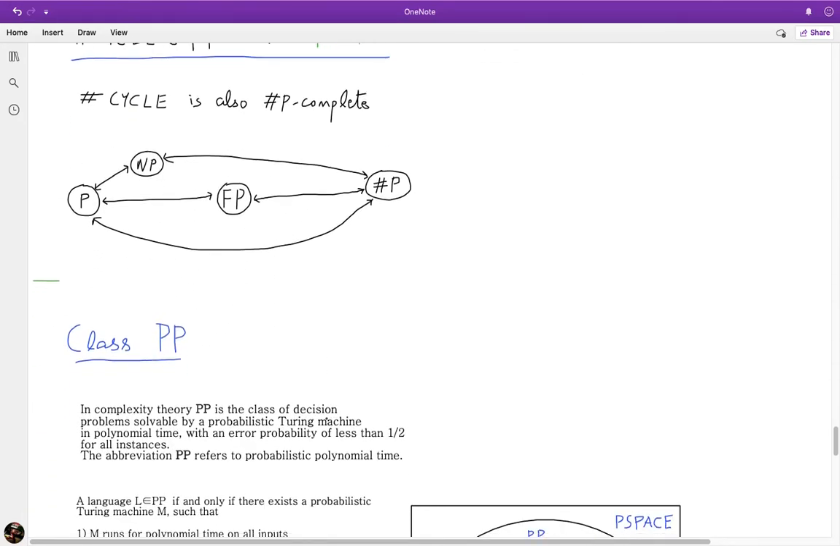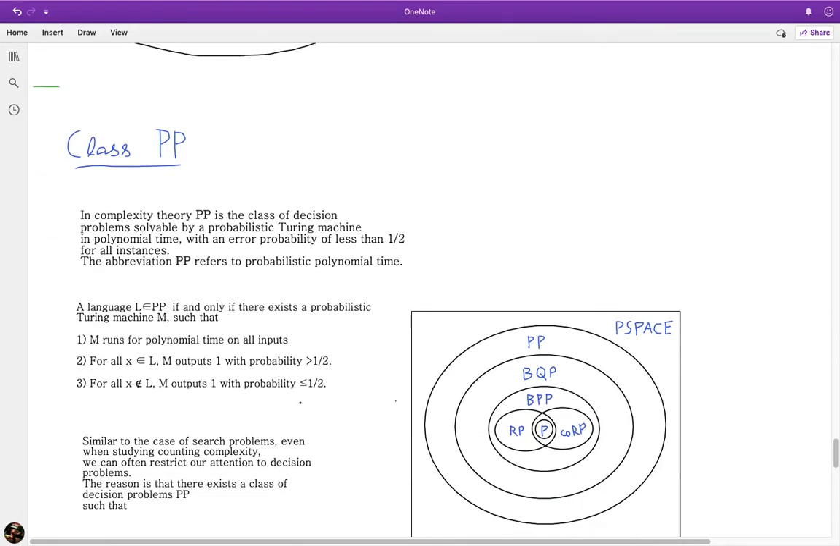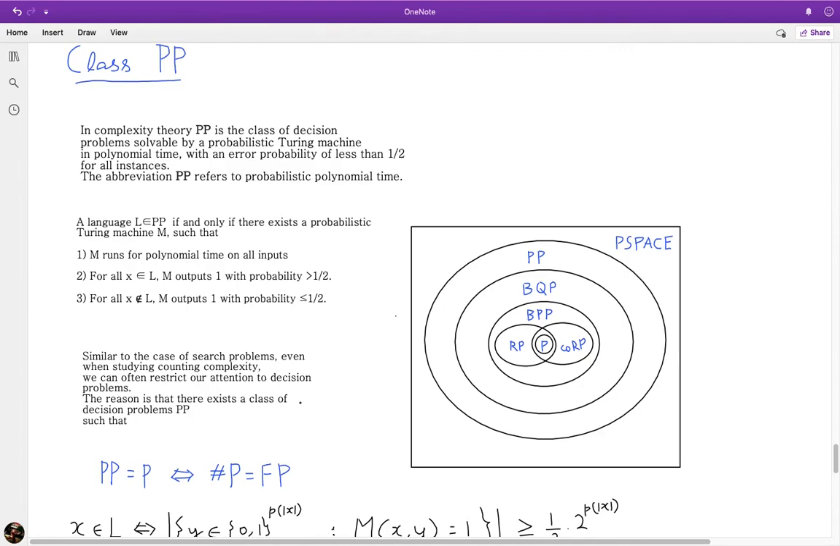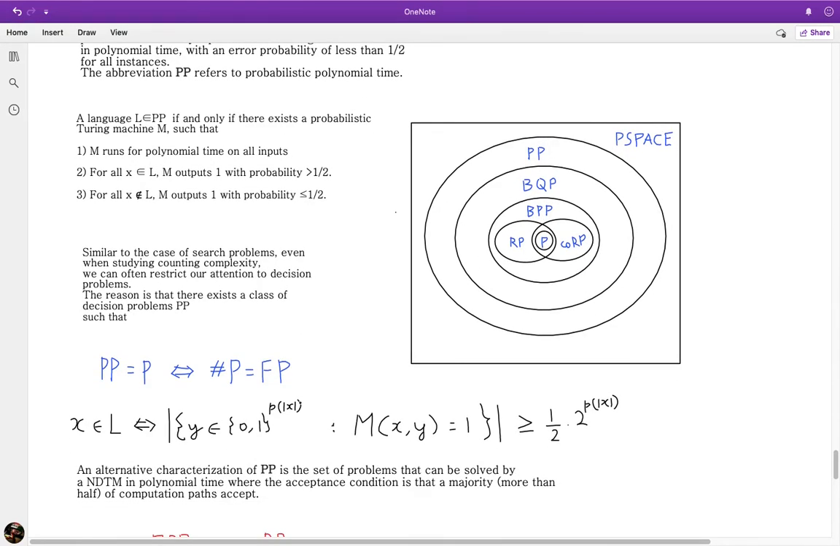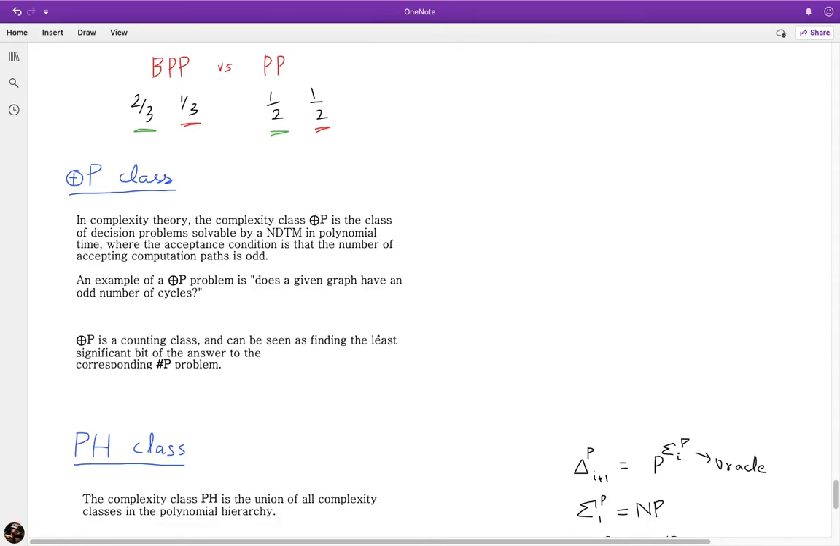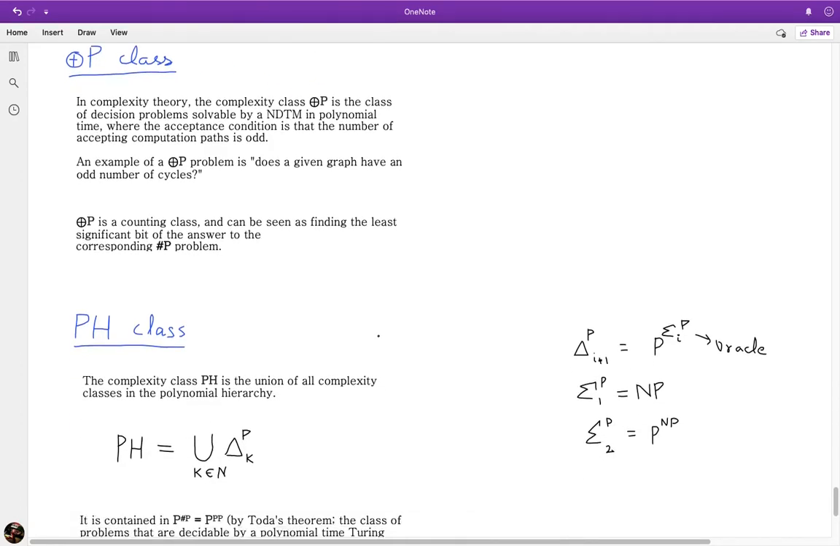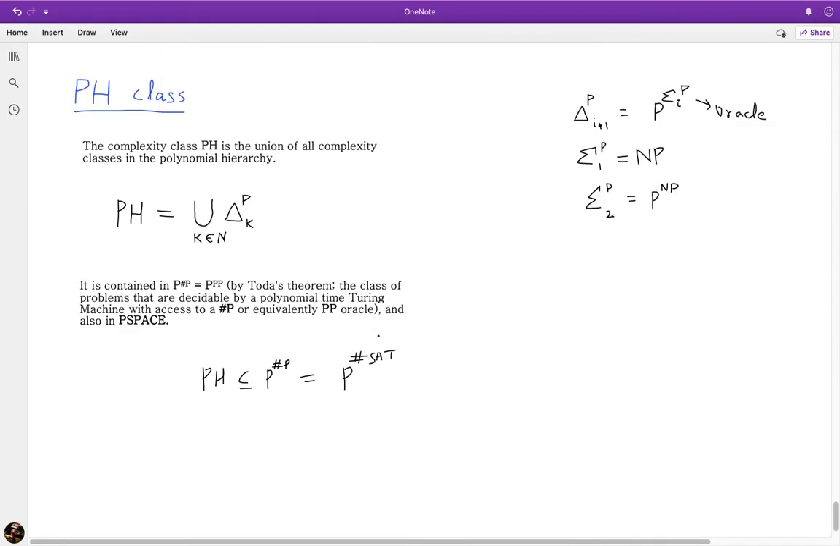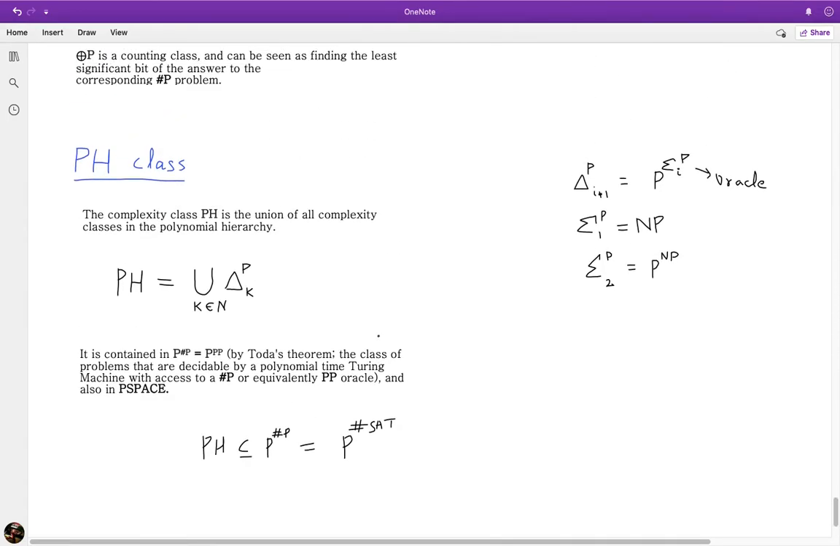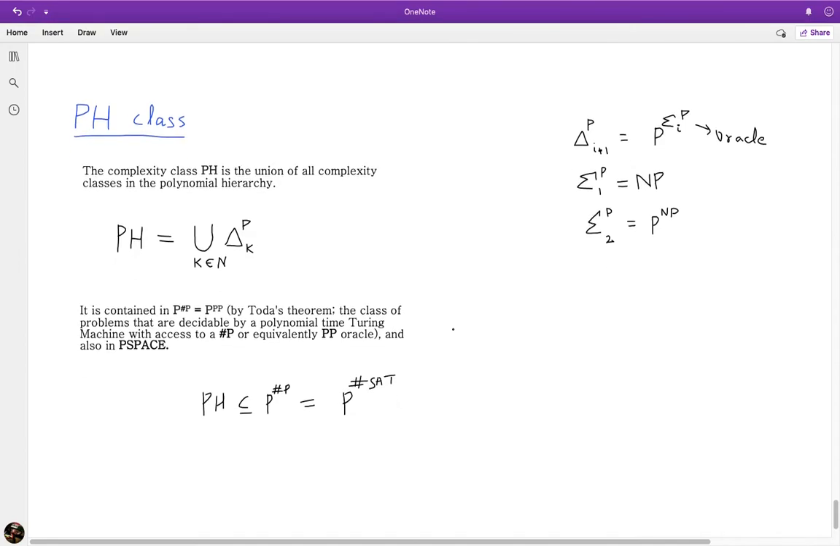Then we looked into some of the other counting classes. So class PP, we defined it, and we looked at it in terms of the other probability classes like BPP and RP, and then we defined what parity P and PH are. So if you would like to read further on this topic, then you can go through chapter 9 from the Arora textbook.